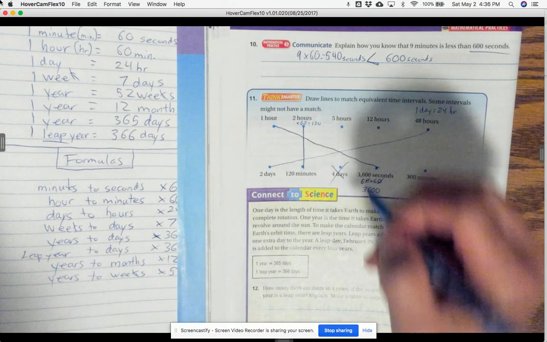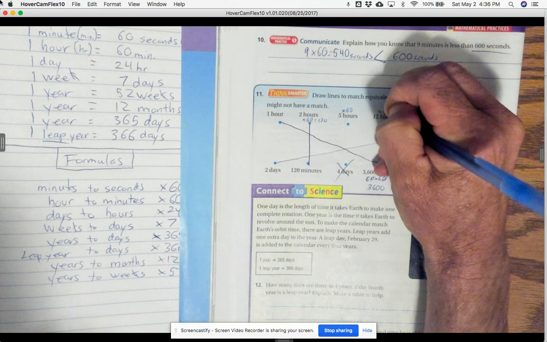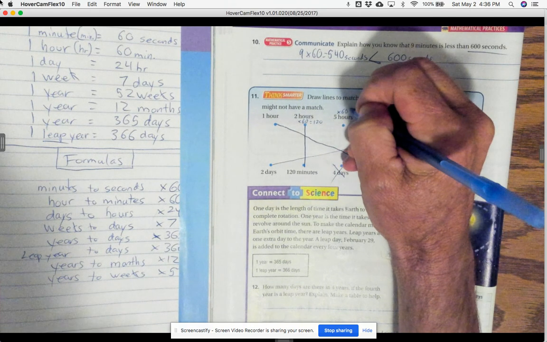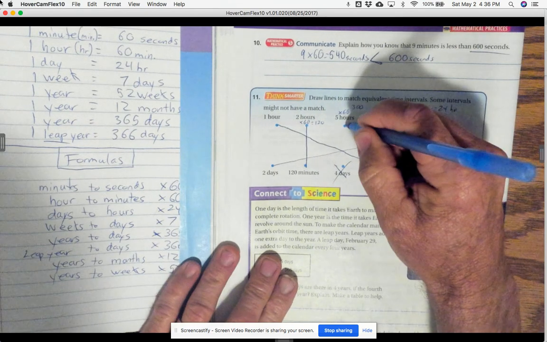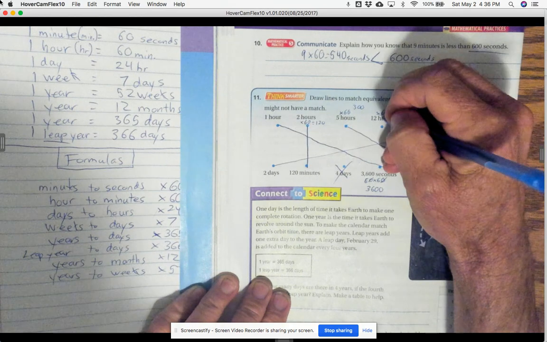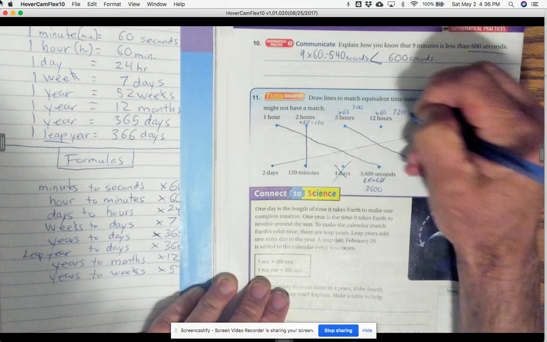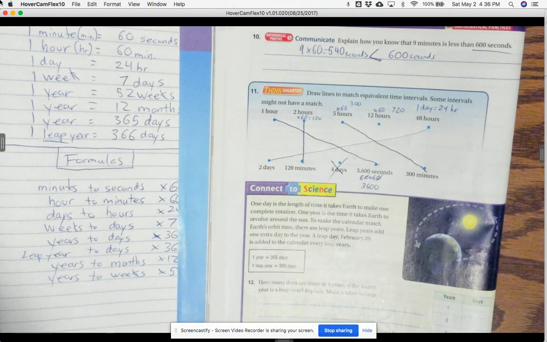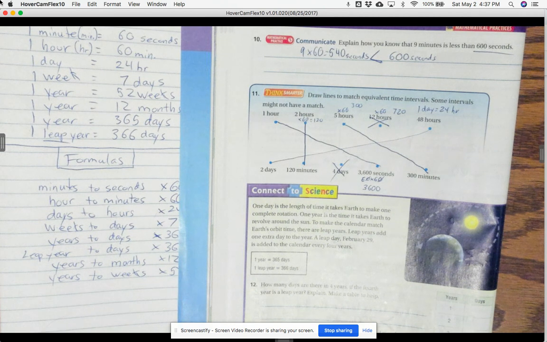Hours to minutes is times 60. 5 times 6 is 30, plus that 0 makes 300. There we go. But let's just do this for fun. 12 times 6 is 72, plus that 0. Yeah, nothing down there matches. So there's all the matching. These two do not have a match.